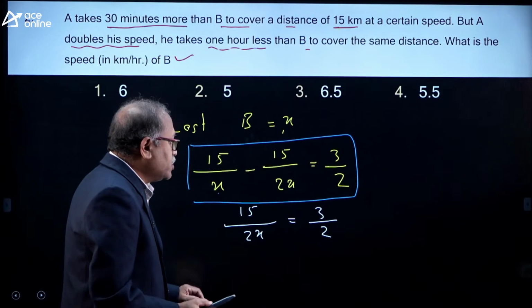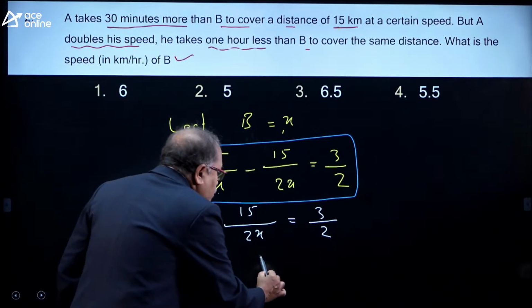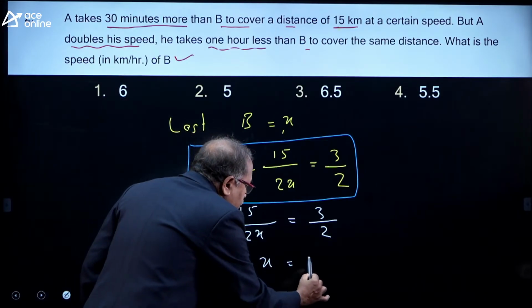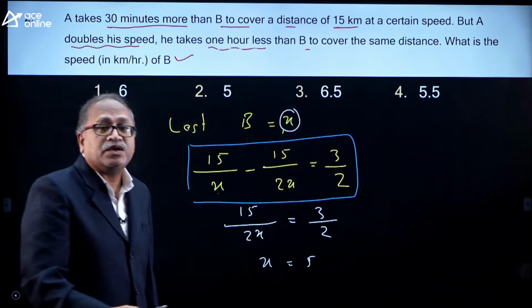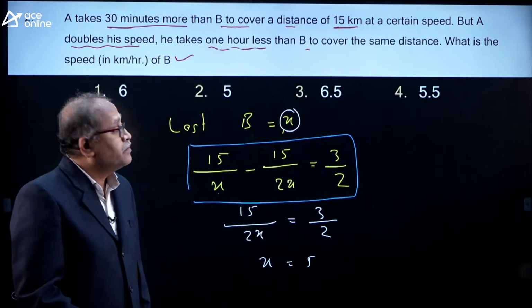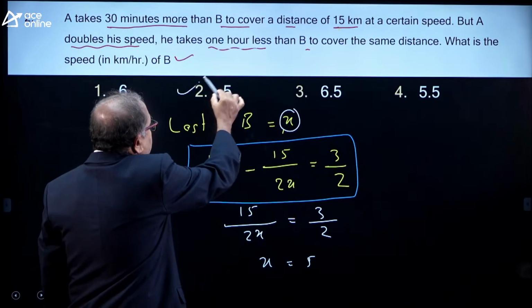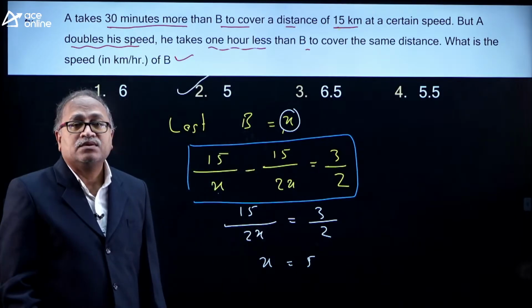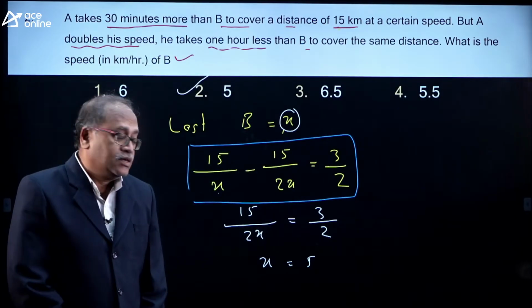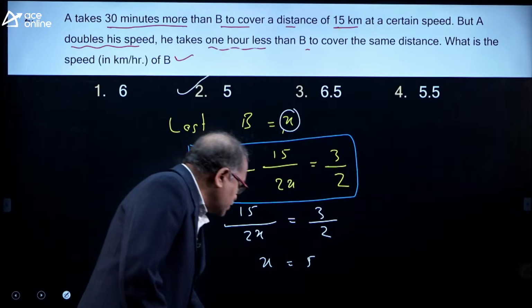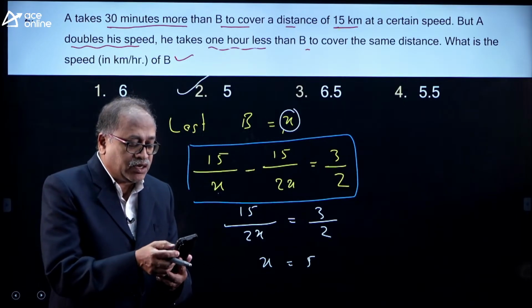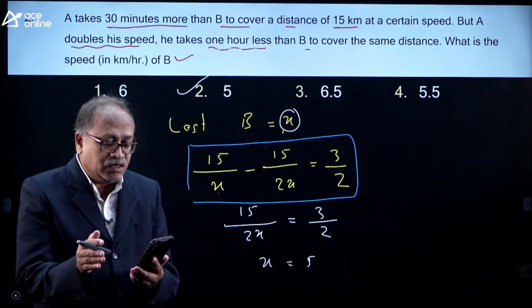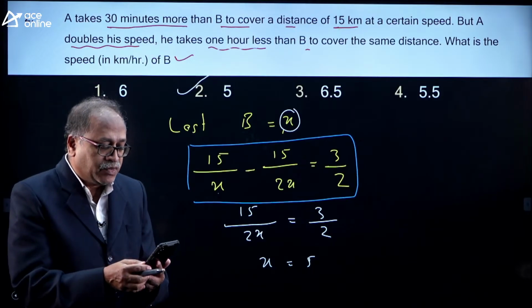That means, what is your x? x is equal to 5, and what is x? x is the speed of B, which is 5. So do we have the answer? Yes, it is as simple as this, but this equation has to strike in your mind, and then you will be able to answer this question, my dear friends. All are exam oriented questions.